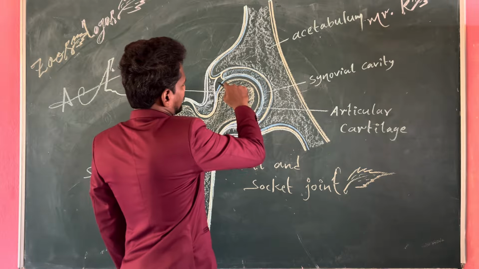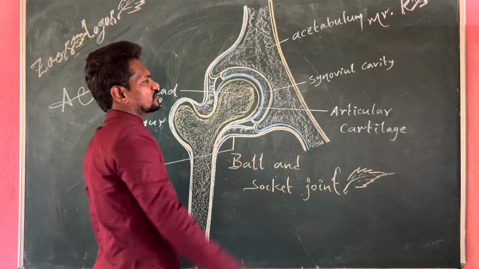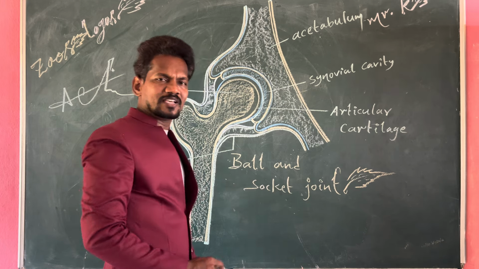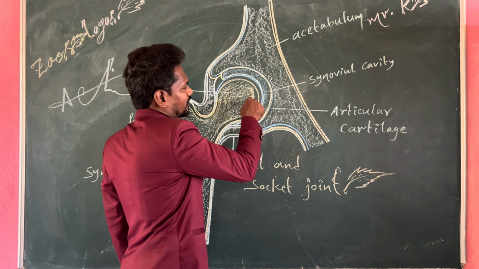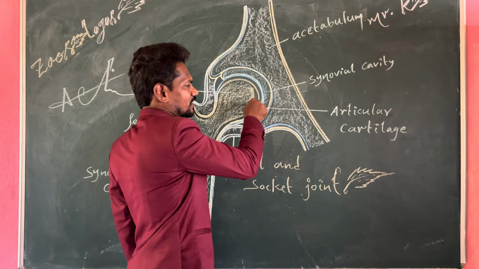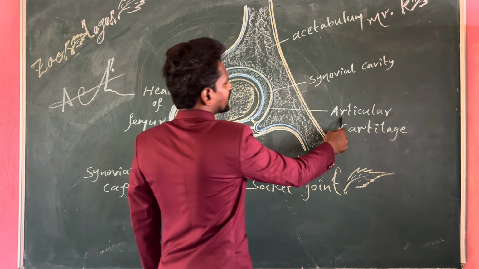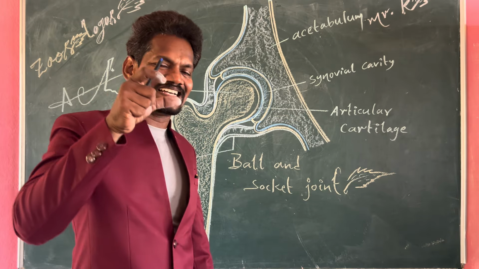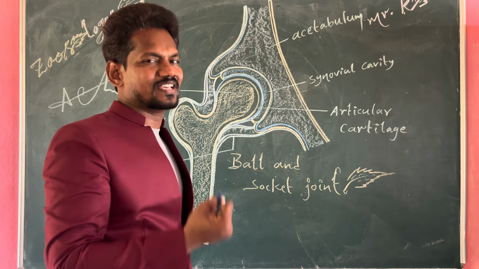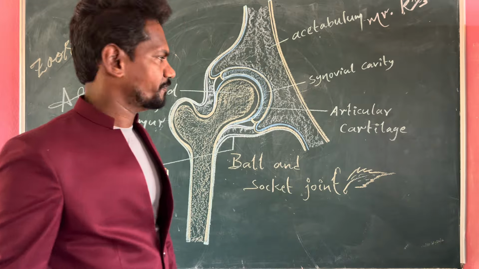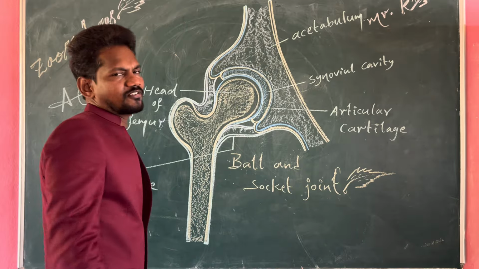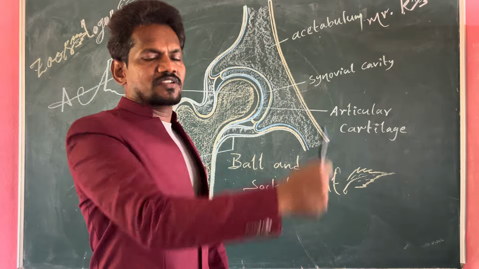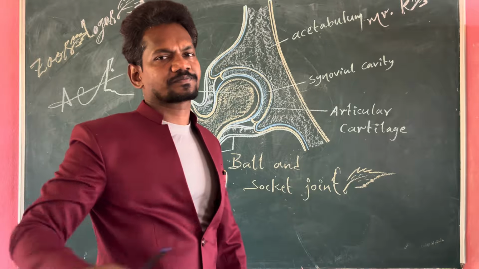Here, this cup-like structure is called synovial cavity. Here synovial fluid can be observed, and between this cup-like structure and ball or head, articular cartilage is found. That articular cartilage holds this head and cup-like structure together to form the joint. Then the synovial fluid helps in lubrication, rotation purpose and movement purpose.